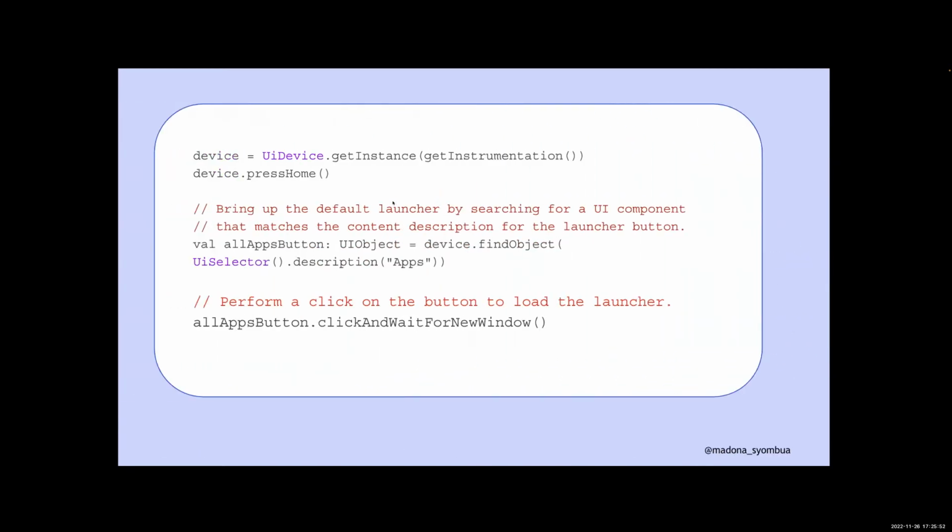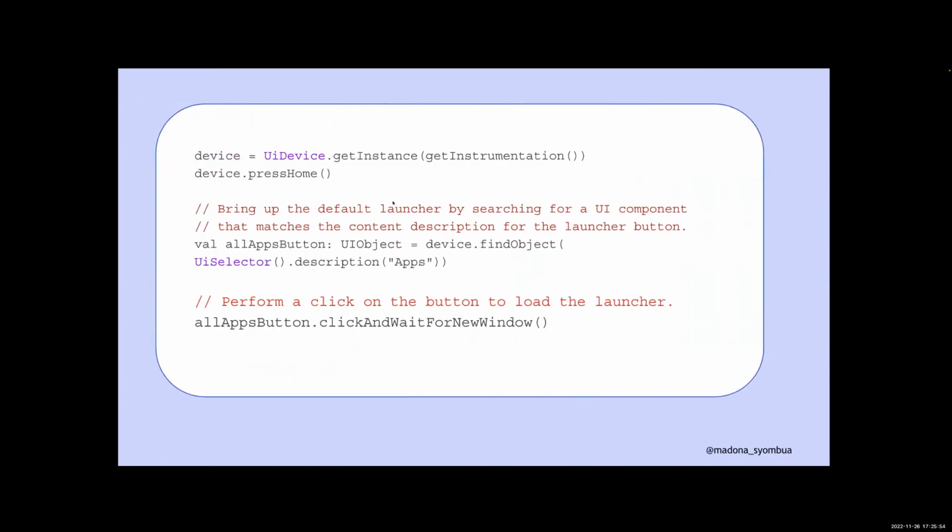Now, I do share a little bit of code on how you can achieve this. As you can see here, we have this device that we set to our UI device, and we get the instance. And as you can see, instrumentation is used again here, get instrumentation, and then we press home. Now, I do have some comments here.